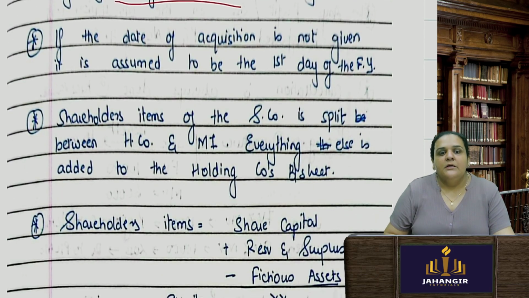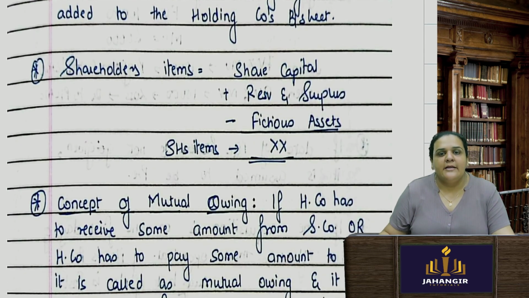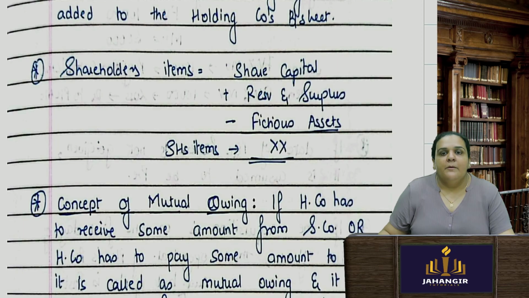Okay. Shareholders items of the subsidiary company, that is the net worth item, or you can say the net assets item. Net assets, this is what we are talking about since when. We will split that between holding and minority interest. Okay, so what are those shareholder items? Share capital plus reserves and surplus minus the fictitious asset like a preliminary expense or some kind of a loss, that will be known as shareholders items.